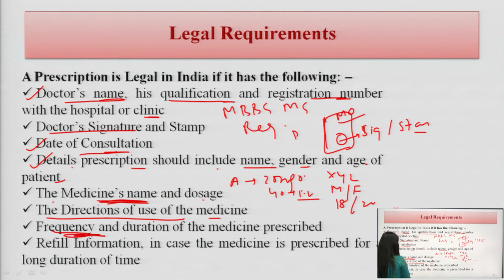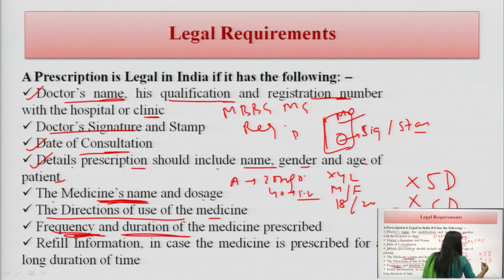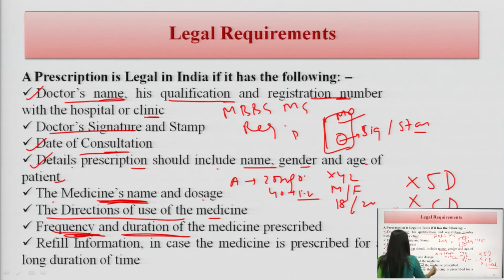Frequency: how many times, 2 times a day, 3 times a day, for how many days. In the prescription it is usually written as 5 days, 6 days, 1 week, like this. So it's the duration of medicines prescribed. Then there is a follow-up.